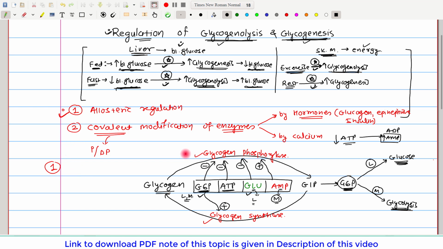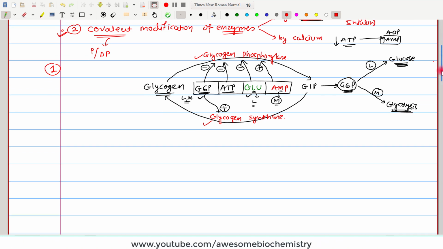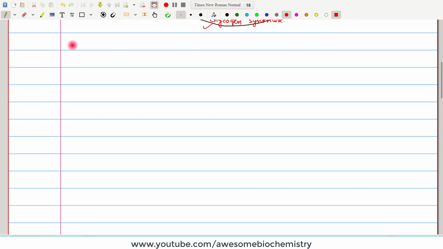So now this completes allosteric regulation. So now let's look at the covalent modification of enzymes. First we'll look at the action by hormones. So we have three important hormones. The first one is glucagon. Second one is epinephrine. And third one is insulin.